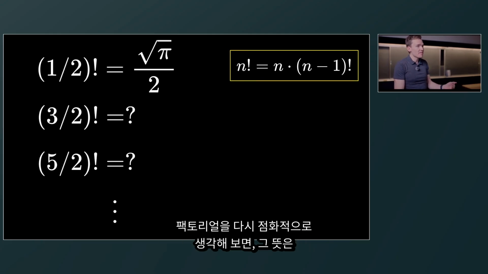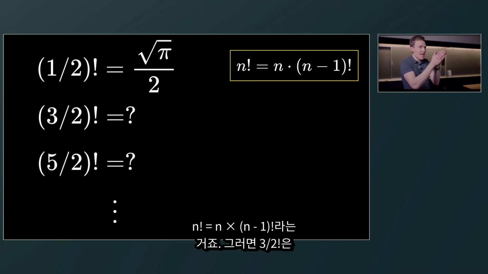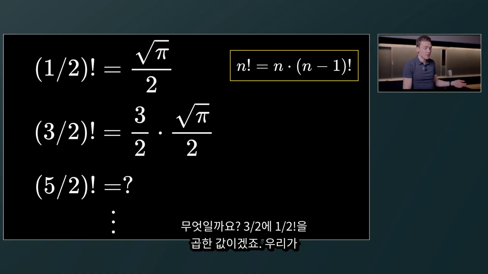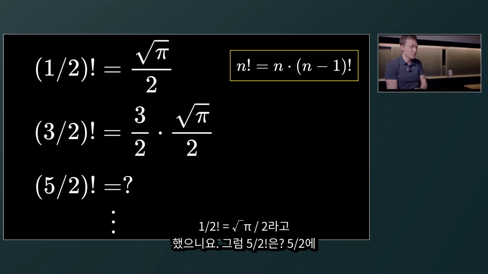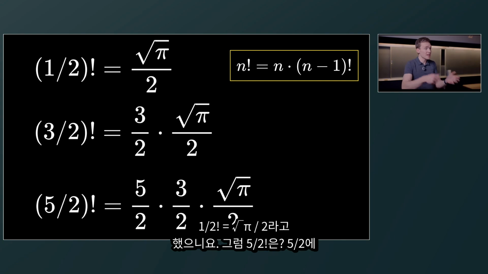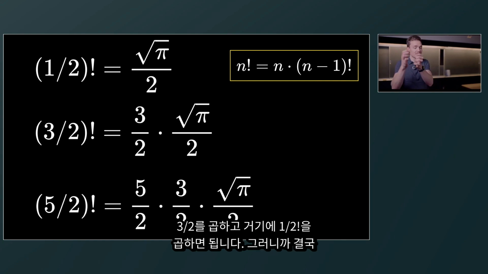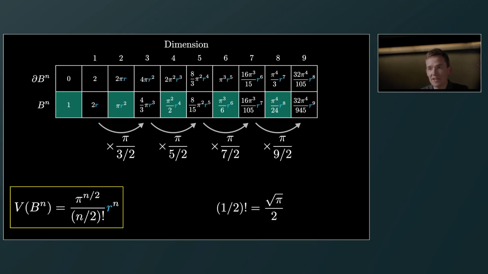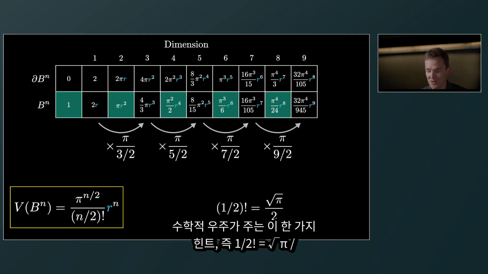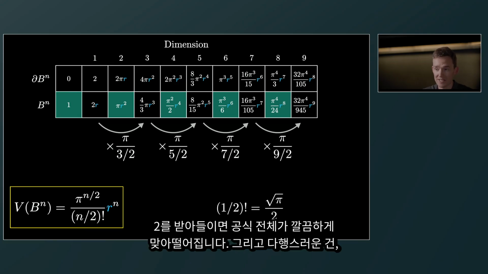Because if you think about factorials, again, in a recursive way, what should it mean? N factorial, recursively, is defined to be n times whatever n minus 1 factorial is. So what is 3 halves factorial? Well, it's going to be 3 halves times whatever 1/2 factorial is, which we're saying should be square root of pi over 2. What's 5 halves factorial? Well, 5 halves times 3 halves times whatever 1/2 factorial should be. So basically, if we take this one suggestion from the mathematical universe that 1/2 factorial should be square root of pi over 2, our whole formula works out.